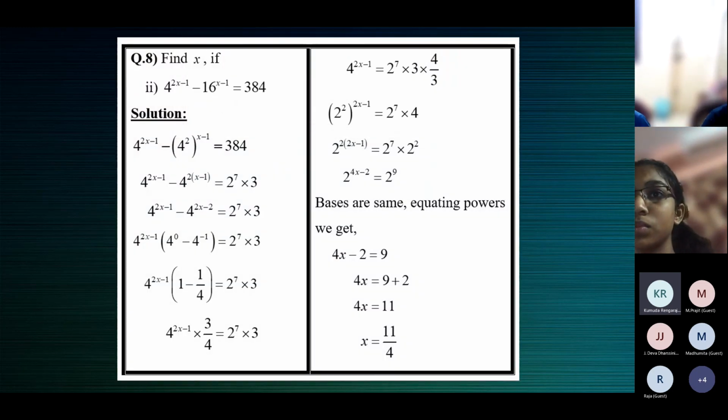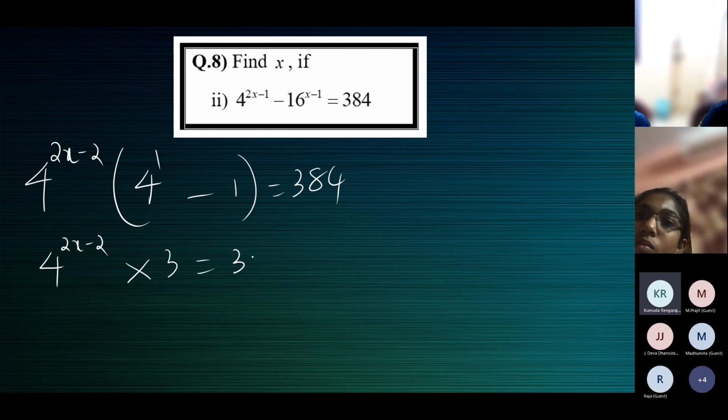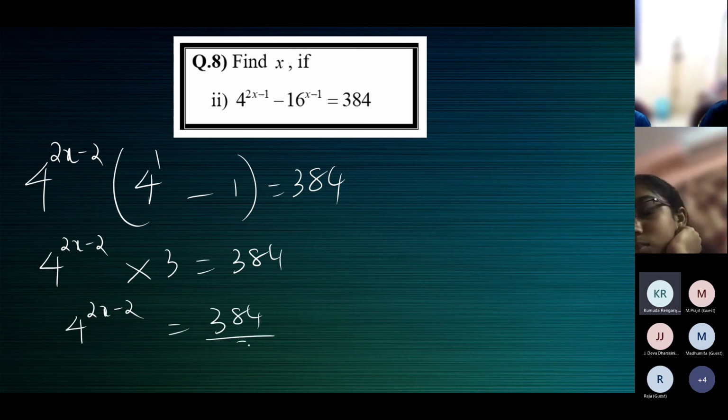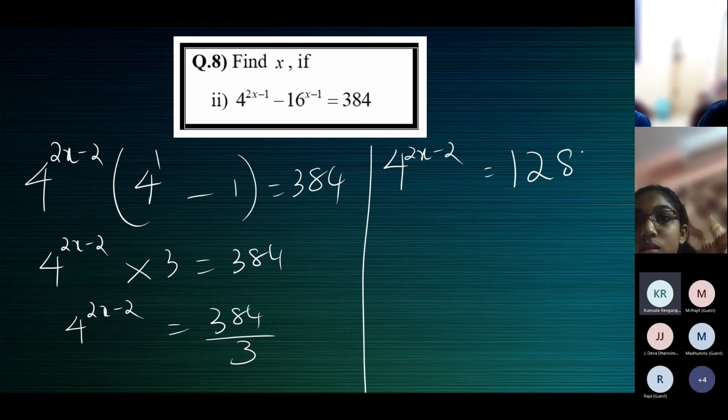You can take out anything common. You can take out 4 to the power 2x minus 1 or 2x minus 2, anything common. So 4 to the power 2x minus 2 into 3 is equal to 384. 4 to the power 2x minus 2 is equal to 384 by 3. 3 1s are 3, 3 2s are 6, 3 8s are 24.